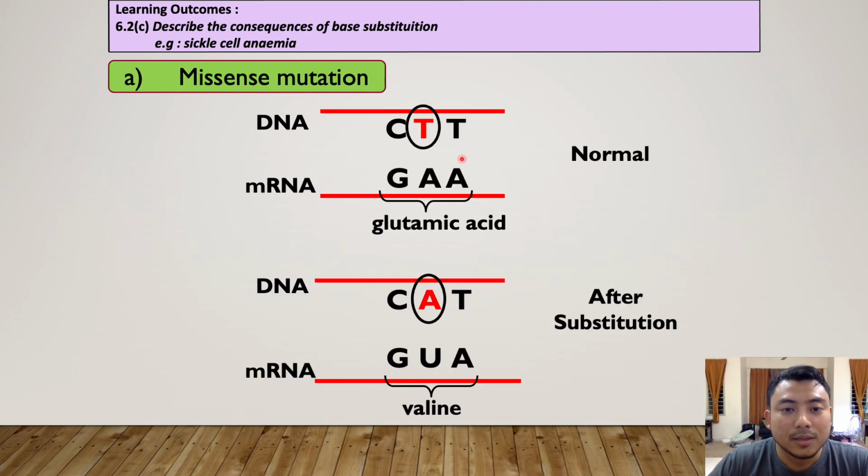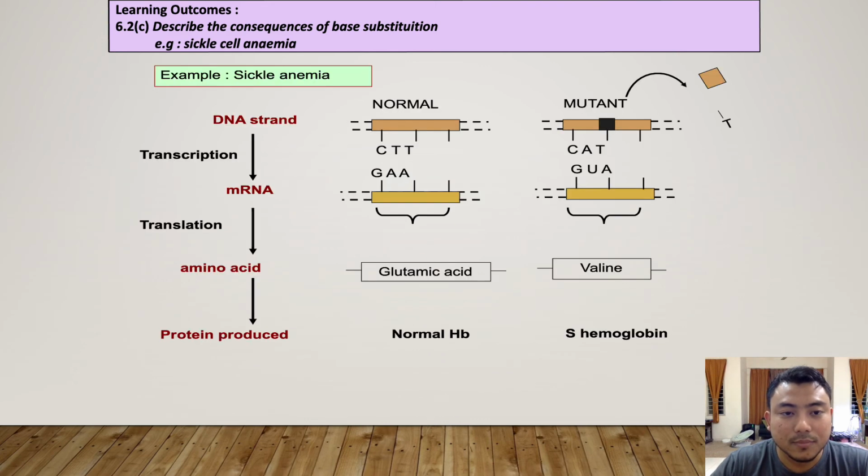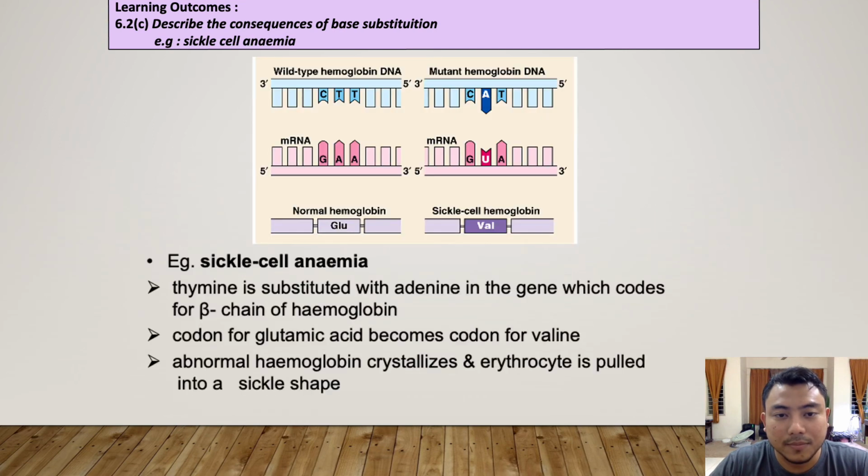Okay. So the missense mutation, this one is normal. So CTT will encode for glutamic acid, whereas CAT will encode for valine sebab T dah tukar menjadi A. Okay. So this is the example of sickle cell anemia. Instead of glutamic acid yang dihasilkan, valine yang dihasilkan. So this is normal hemoglobin. This is S hemoglobin, simplified for sickle cell anemia.